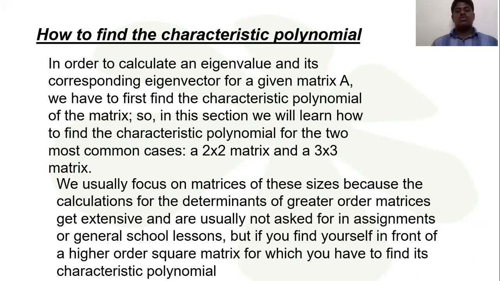We usually focus on matrices of these sizes because the calculations for the determinants of greater order matrices get extensive and are usually not asked for in assignments or general school lessons. But if you find yourself in front of a higher order square matrix for which you have to find its characteristic polynomial.